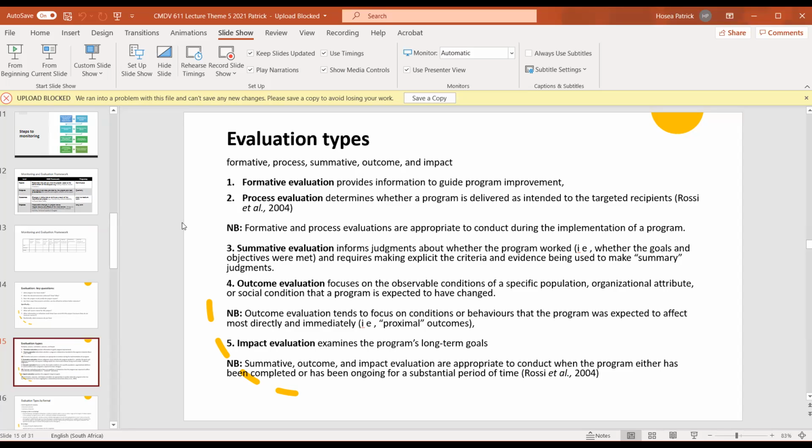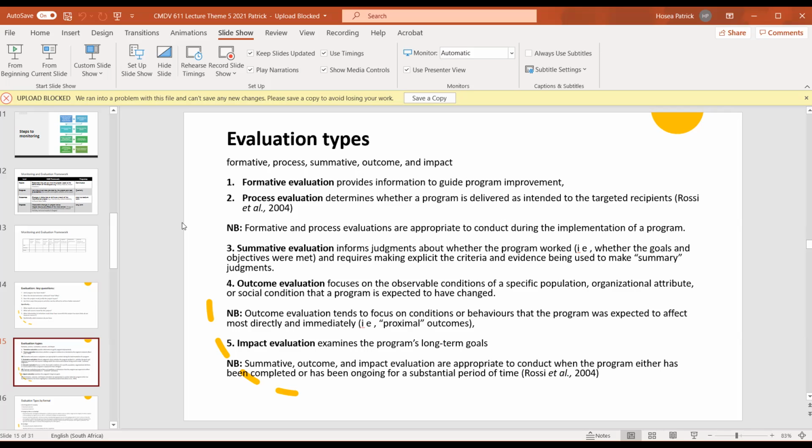And then we have the summative evaluation and the outcome evaluation. The summative and the outcome evaluation are carried out at the end of the project, right? Formative and process during the project, and summative and outcome carried out at the end of that particular project. So for summative evaluation, we are asking ourselves, have we achieved what we wanted to achieve? Did the program actually work, right?